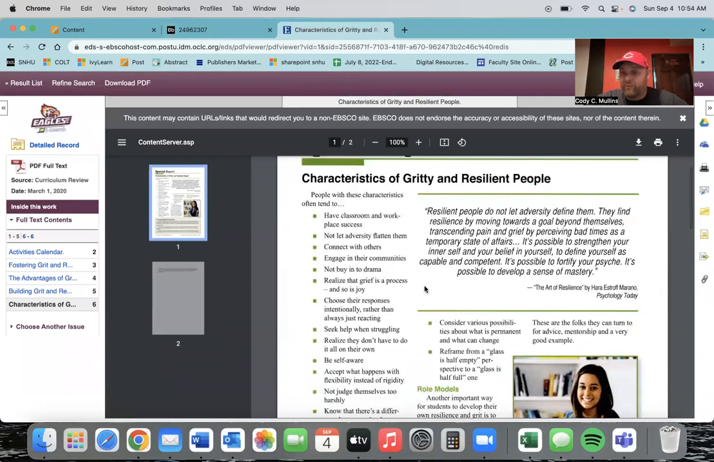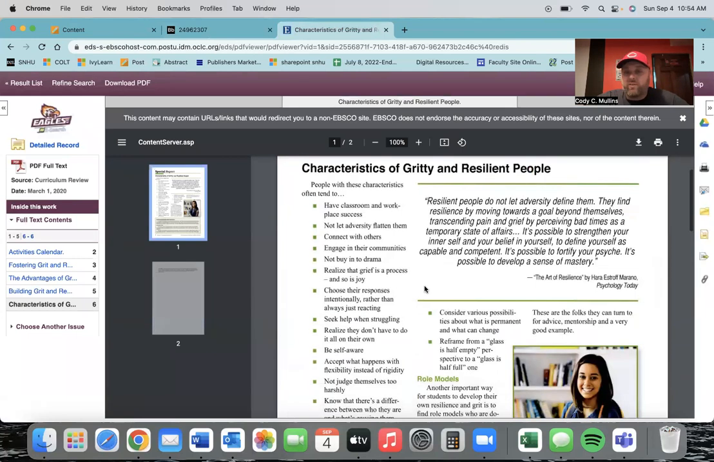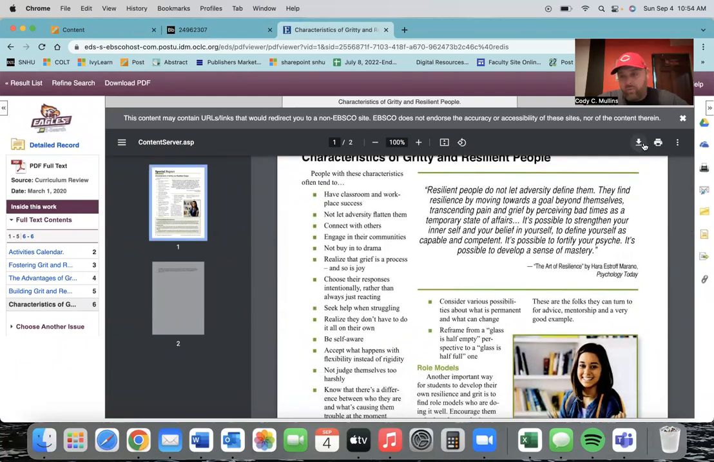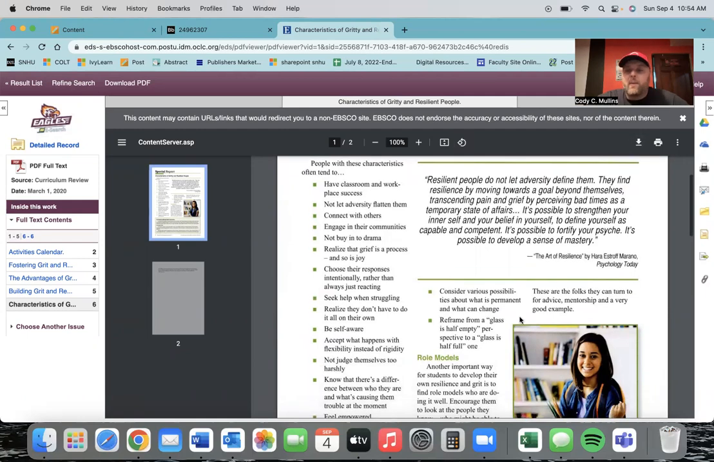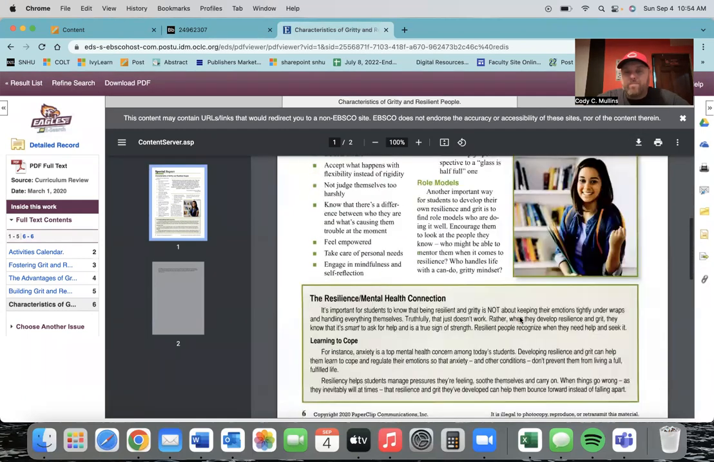It should look like this. You're going to read this first. It's Characteristics of Gritty and Resilient People. You can download it if you want. If you don't want to have to keep coming back through here, you can download by clicking on this. That way you have it saved to your computer, and you're going to read through.